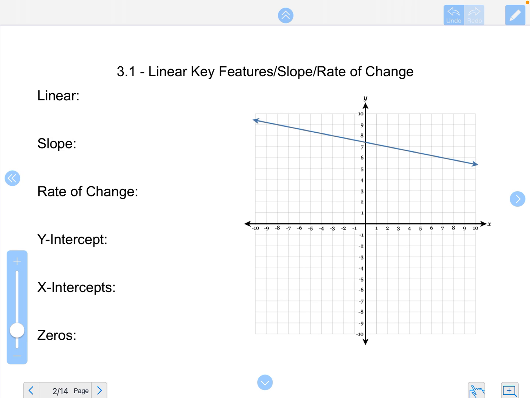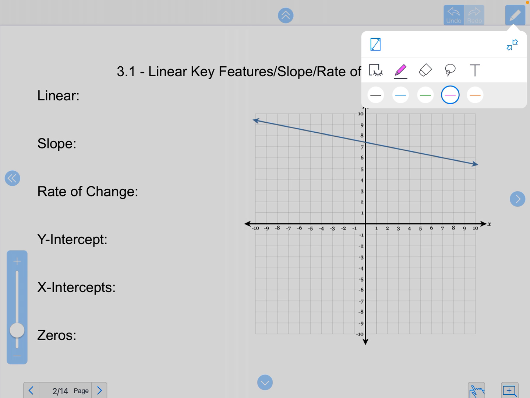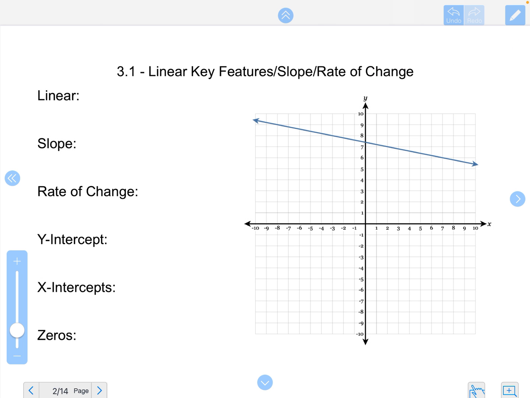Welcome to Ms. Taylor's class notes, and today we're going to be talking about linear equations and all of their key features, as well as how to find slope from a graph. So we're going to spend the next 3 to 4 months talking about linear equations.